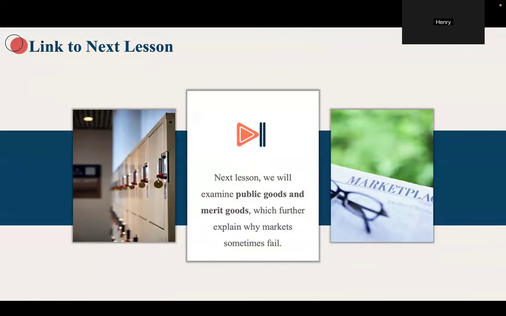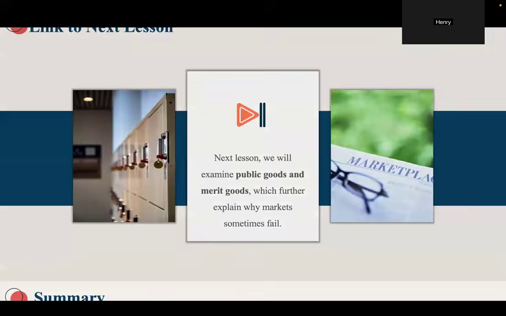This leads us to the next stage of analysis. We will study public goods and merit goods. These concepts further explain why markets sometimes fail and how governments respond.